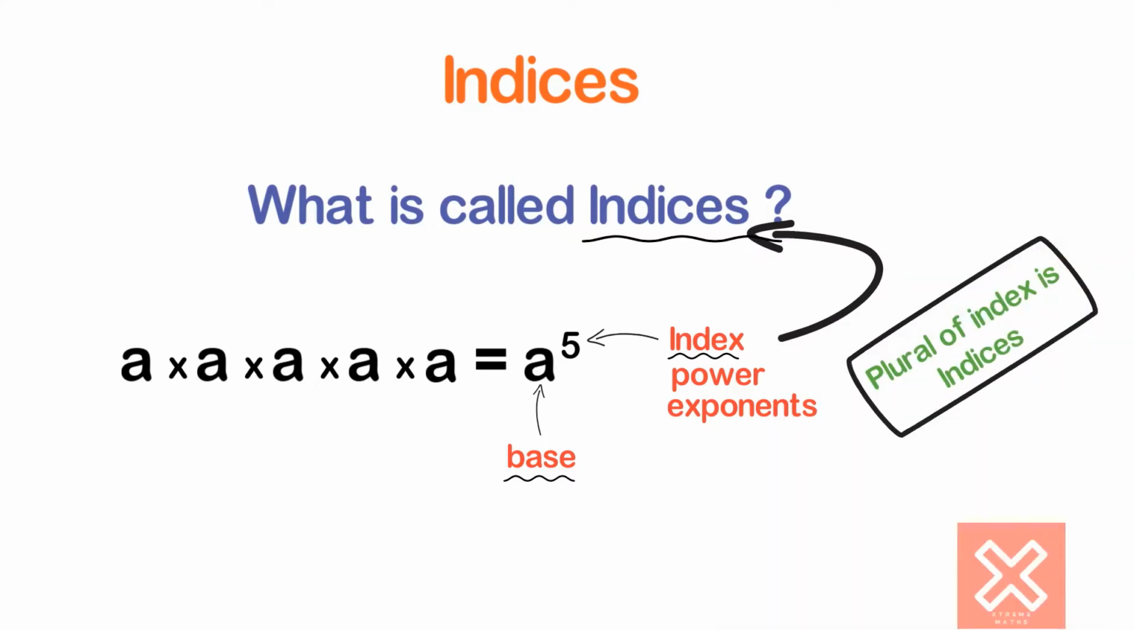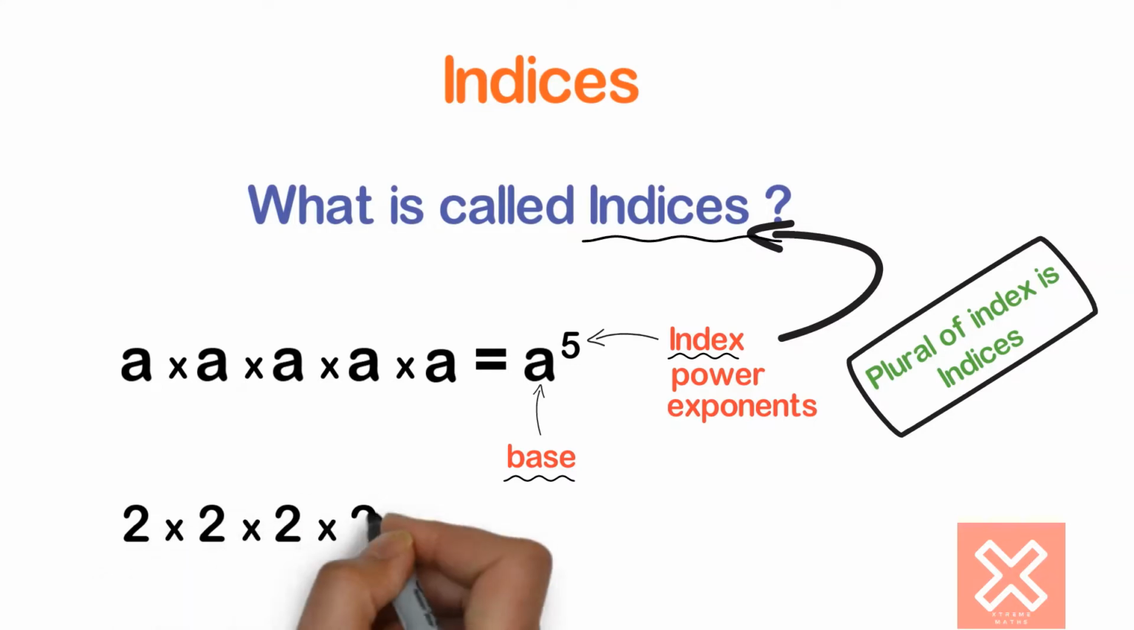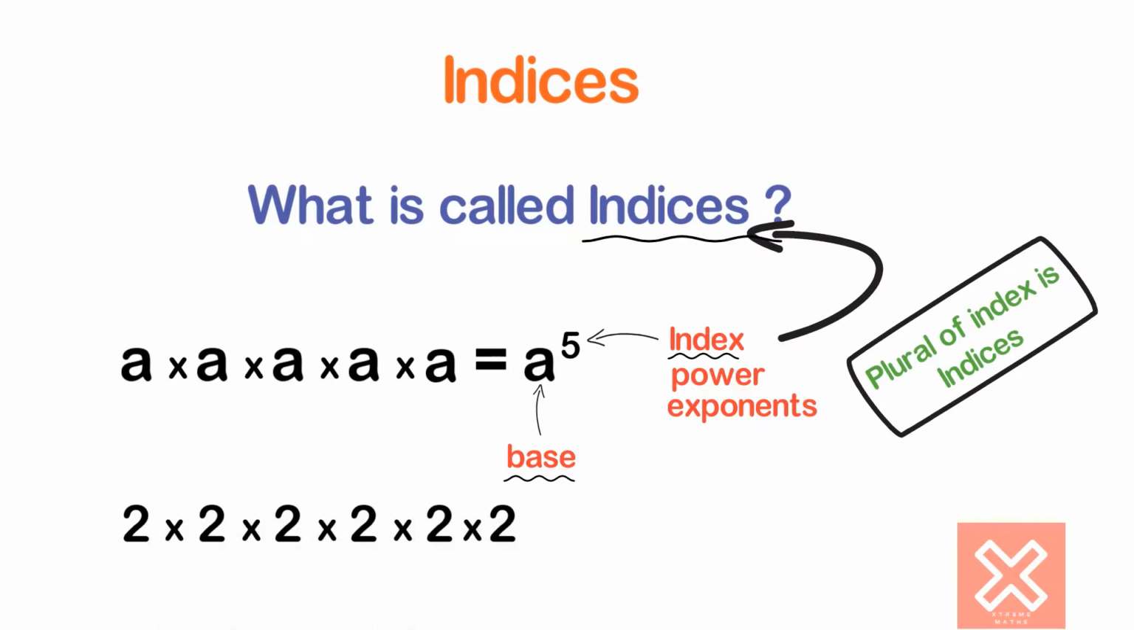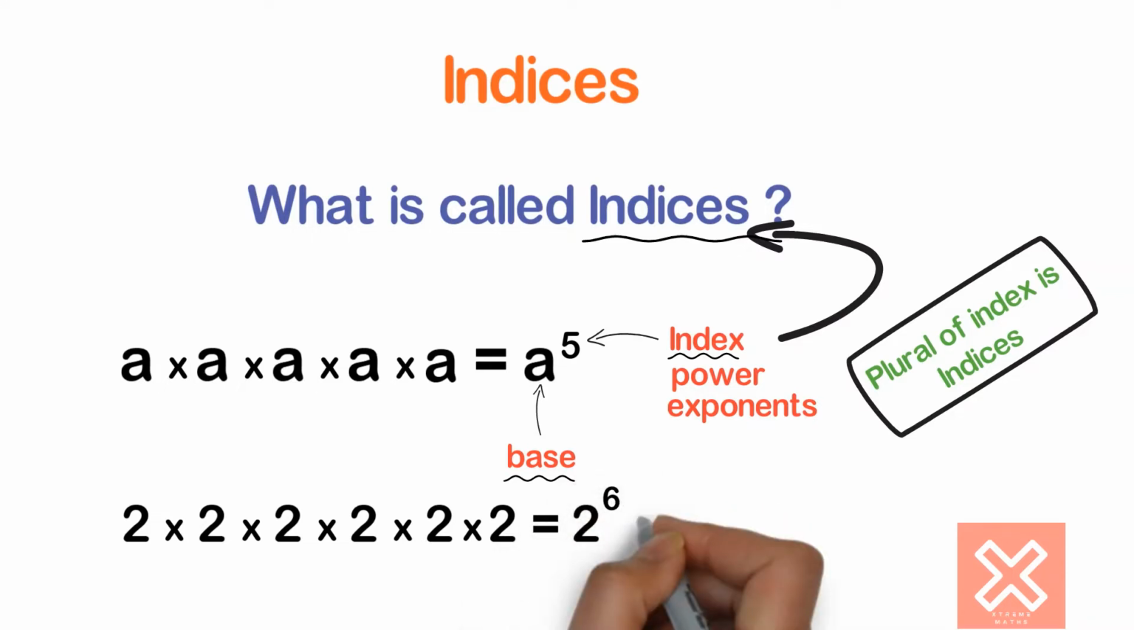Now you can understand the index of a number means how many times the number is used in multiplication. As an example, we can write 2 into 2 into 2 into 2 into 2 into 2. 2 is repeated 6 times here, so we can write 2 is the base and 6 is the index. We can write a number like this. This is called expressing numbers in index form.